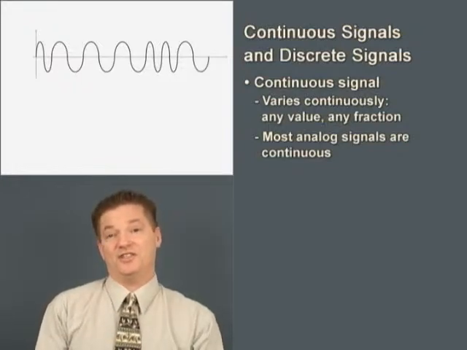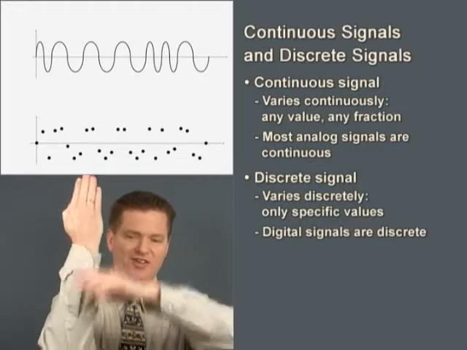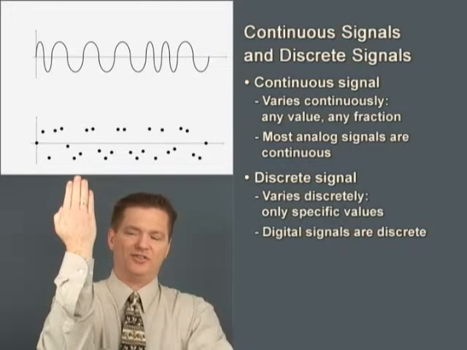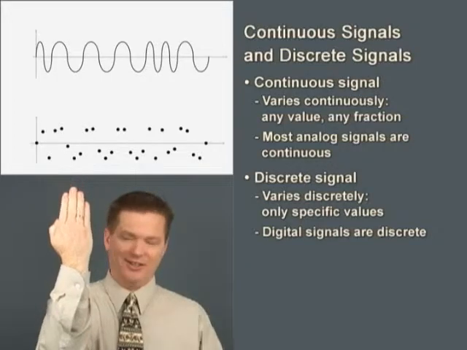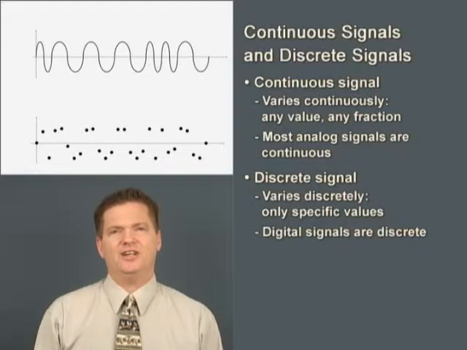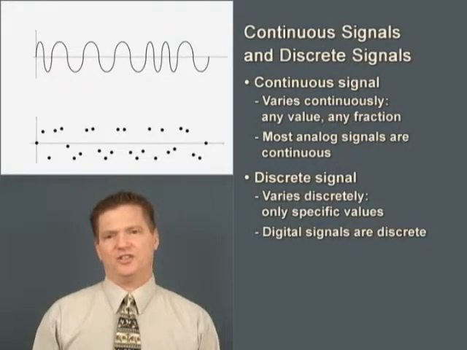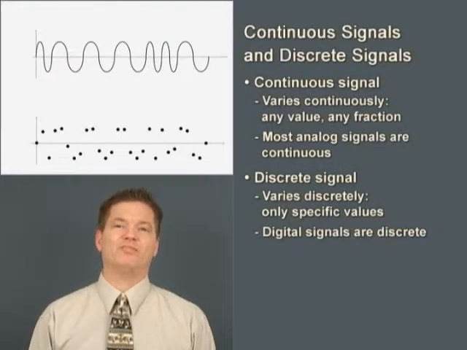Now, what's a discrete signal? A discrete signal is one that's not continuous. It's not defined everywhere. It's only defined in specific places, and it's not defined in between those places. Finding an example of a discrete signal in the world is kind of hard because the world is continuous. But I finally thought of one.